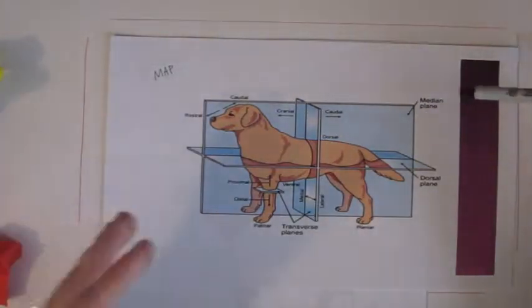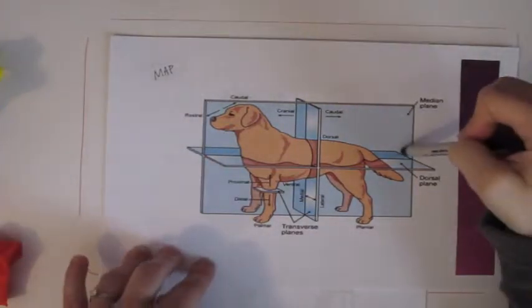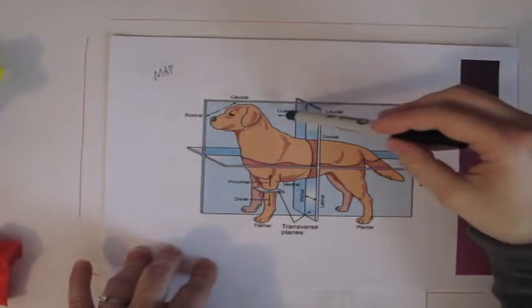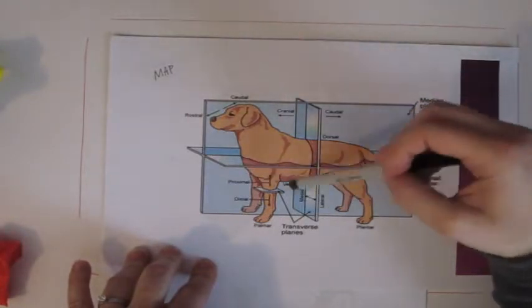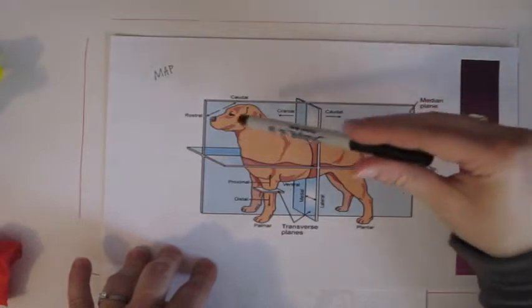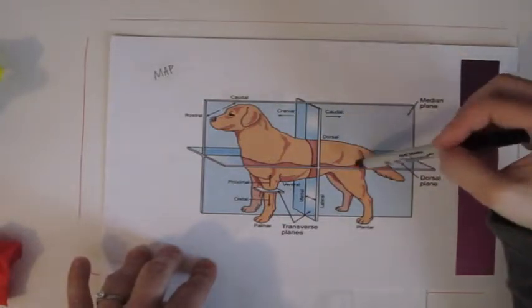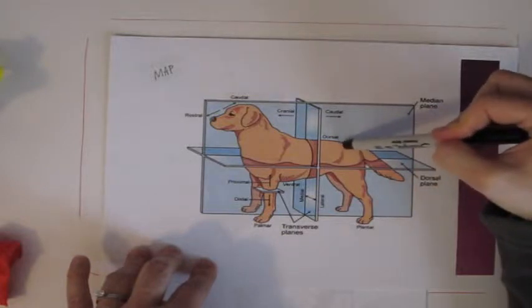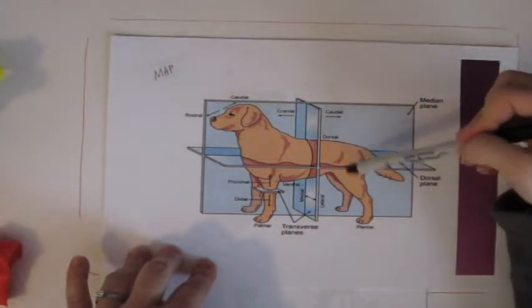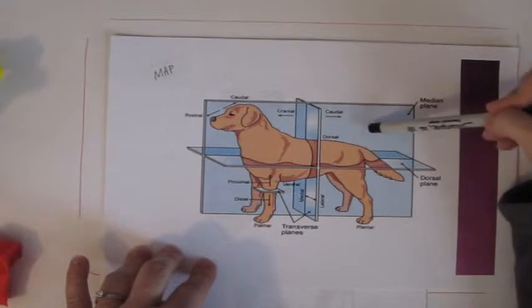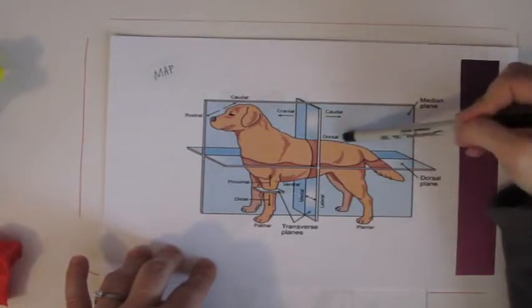Here we have a map of the dog. We've added in all the anatomical planes as well as cranial and caudal and all the directional terms. Okay? So looking at this, you can understand, putting it all together, if I have a lesion here, I'm in a dorsal plane. I'm also in a caudal direction, so I'm over here.